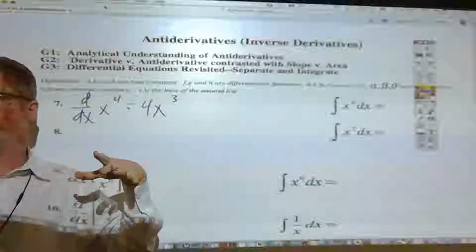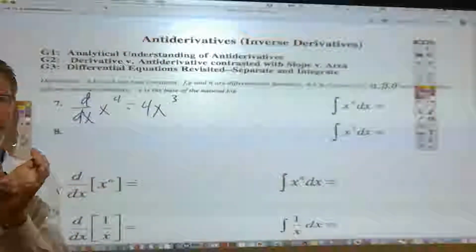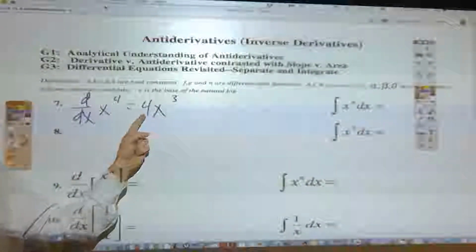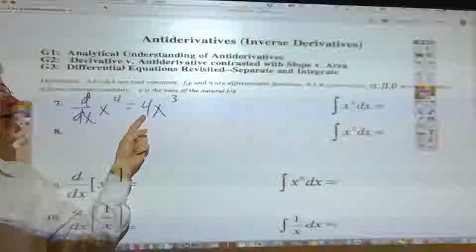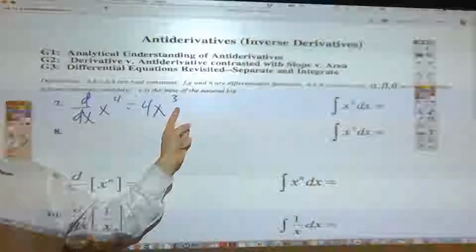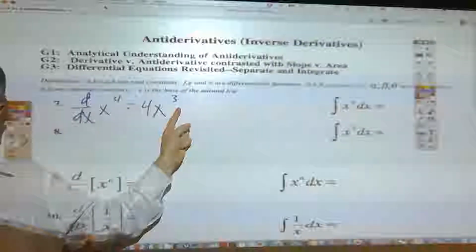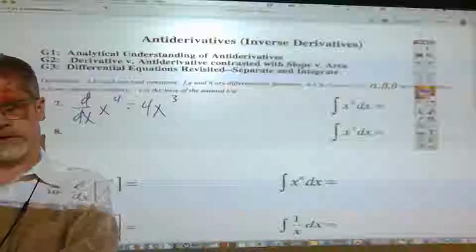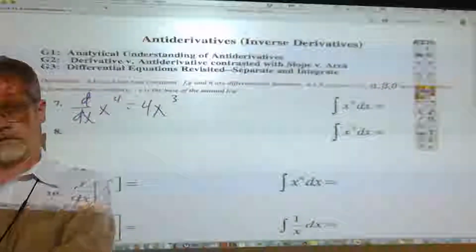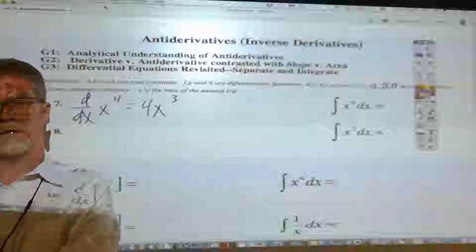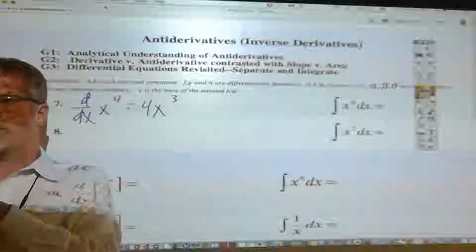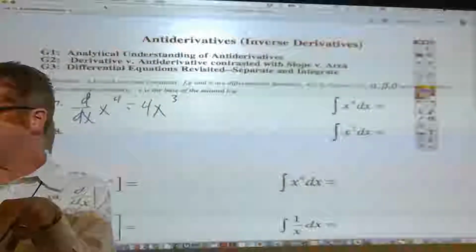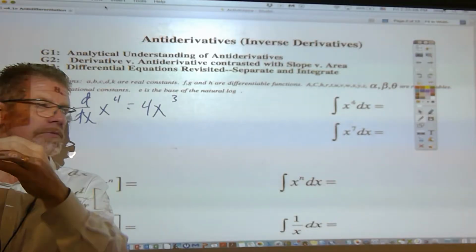Can someone describe to me what that play would look like if you watched it in reverse motion? What would the reverse of multiply by the exponent and then subtract 1 from the exponent be? What would it sound like if someone were describing that? Elijah? Add 1, it'd be the exponent plus 1 divided by exponent plus 1. Yeah, you would add 1 to the exponent and then divide by the exponent. That's what it would sound like if someone were describing it in reverse.